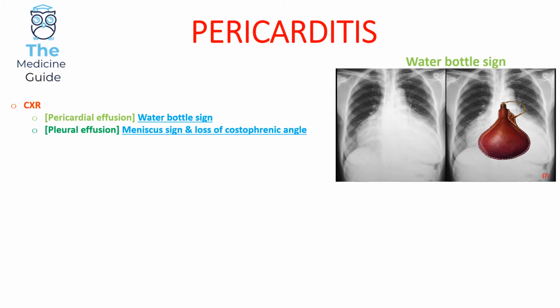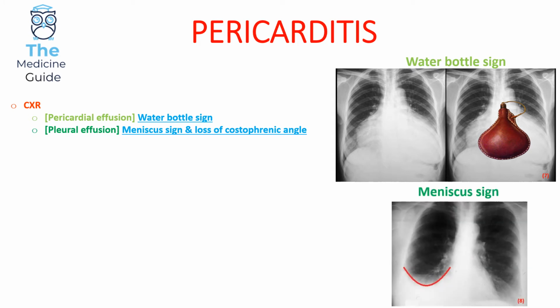Now, another complication of pericarditis is pleural effusion. Now, pleural effusion is something that I'll discuss later on in this video, but just so you're aware, on a chest X-ray it presents with this meniscus sign, and it presents with a loss of the costophrenic angle. So if you have a look on the chest X-ray, you can see almost like this U-shaped bend. Now, that U-shaped bend, that curve, is what's known as the meniscus sign, and also there's a loss of the costophrenic angle as well.